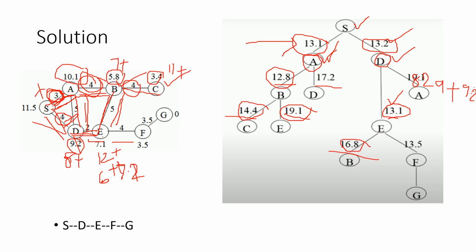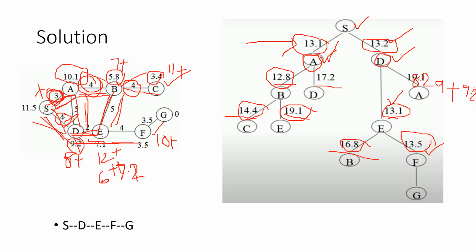And then you can see if we are expanding F, starting from S to D it is 4, D to E it is 2, now it is 6. Then E to F is 4, so 6 plus 4 is 10. So 10 plus H of n for F, which is given as 3.5, so it will be 13.5. If we compare these two, 13.5 is less, so we will select 13.5.